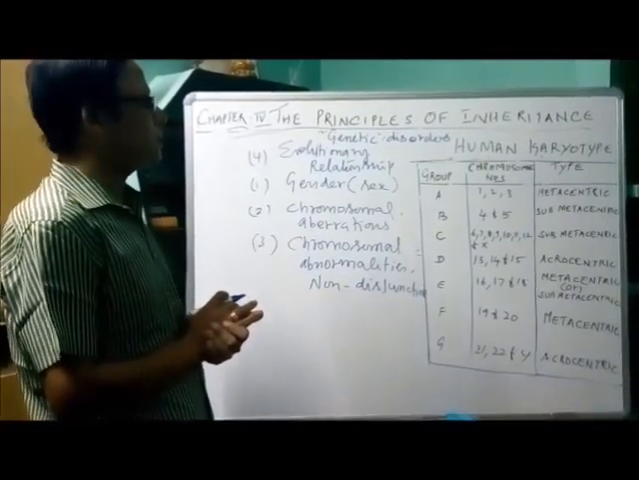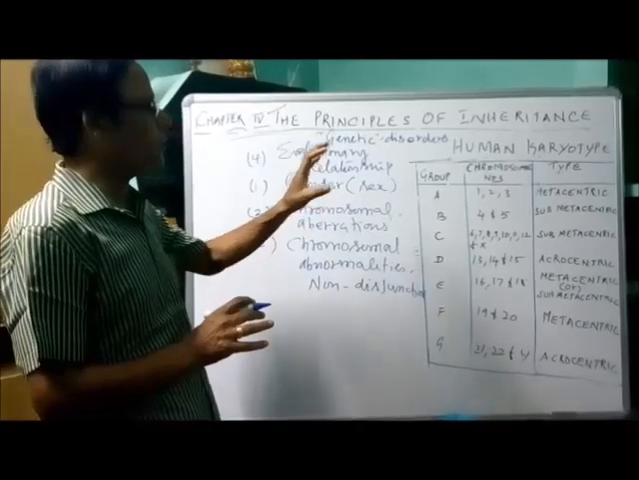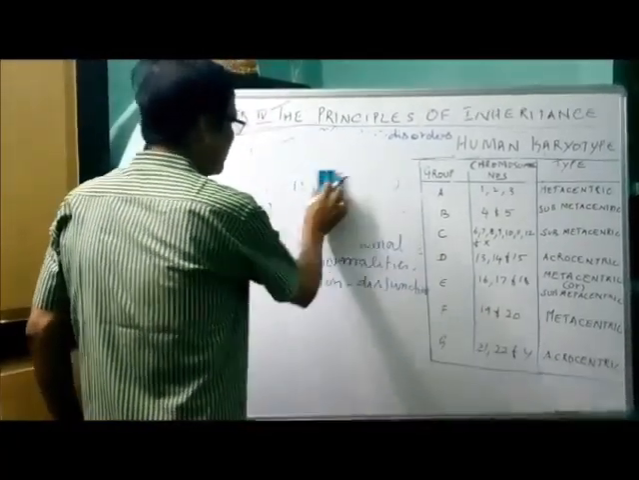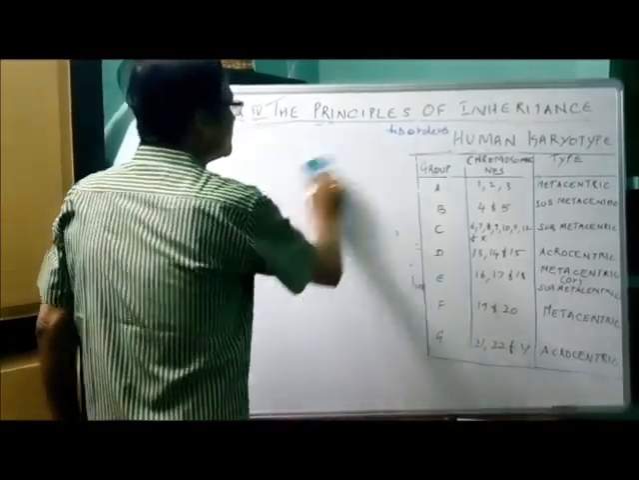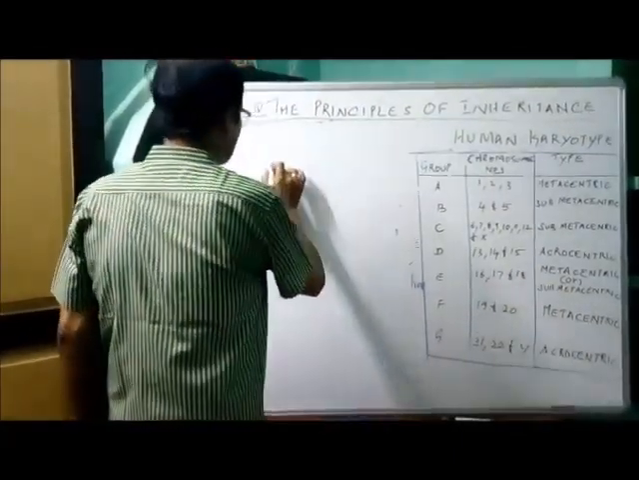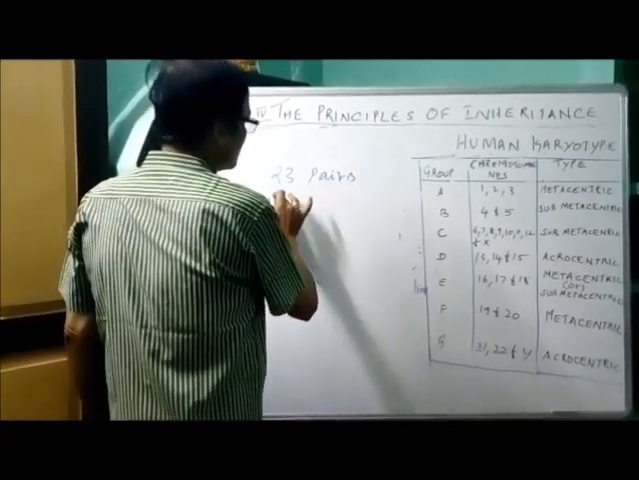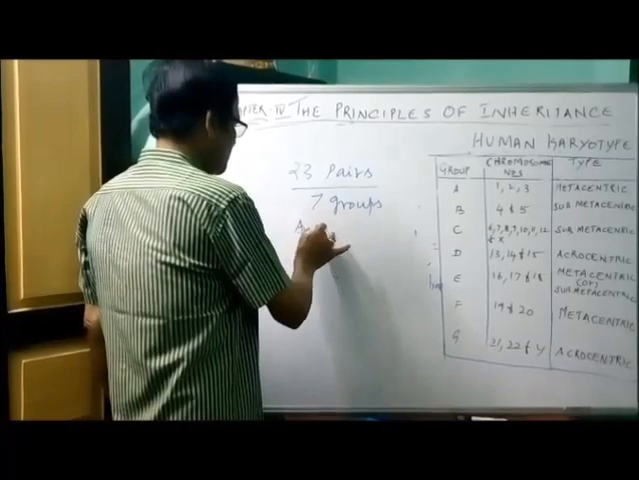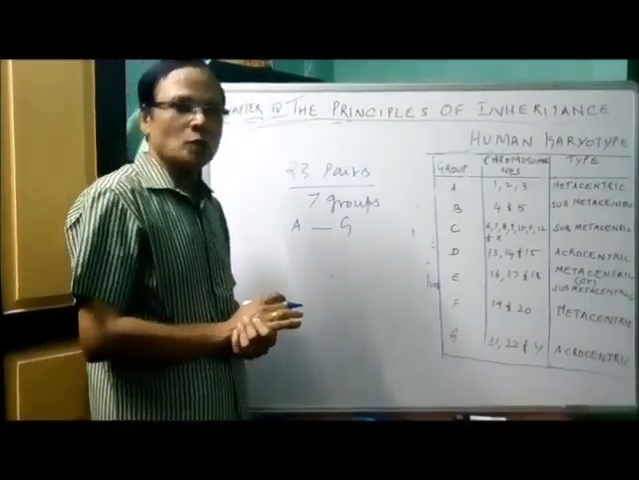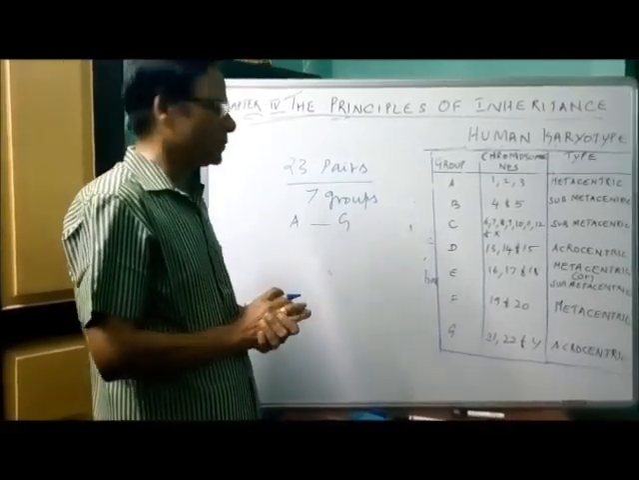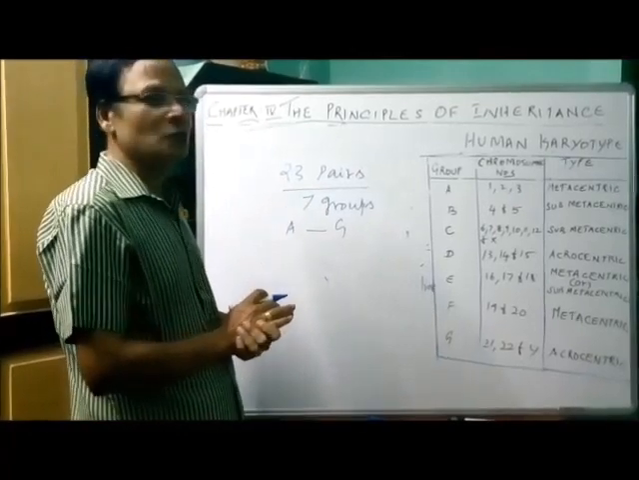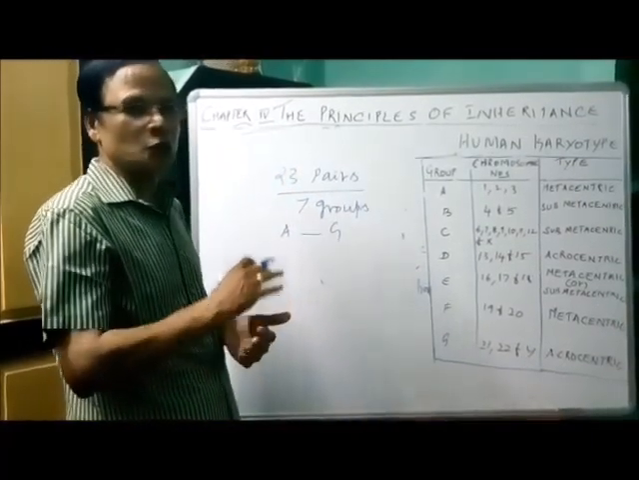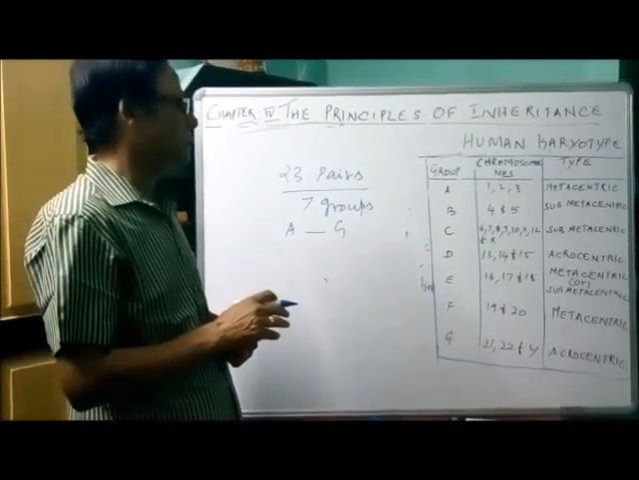Now we have to go for the human karyotype. What is the nature of human karyotype? In humans, we have 23 pairs of chromosomes. These 23 pairs of chromosomes are grouped under 7 groups, that is from A to G. In our body, in a somatic cell, 23 pairs of chromosomes are present. These chromosomes are grouped into 7 groups based on the position of the centromere and also the corresponding length of the arms, whether the two arms of the chromosome are equal or unequal.